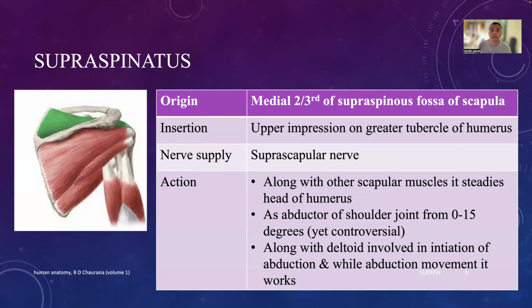But yet there is a controversy. Earlier it was believed that it works for the initial range of abduction, but new research has come up with a new finding, and they are saying that along with the deltoid, this supraspinatus helps you not only in the initiation of abduction but to complete the whole abduction range. Throughout the range, the supraspinatus will be working. So in that way, it is playing a major role in your shoulder abduction along with the deltoid.